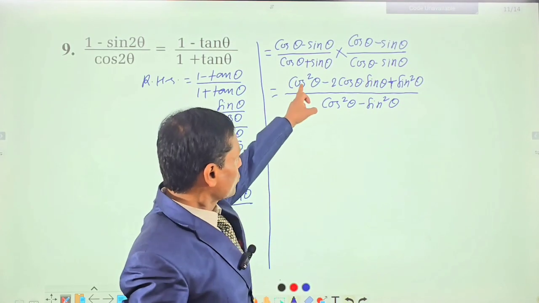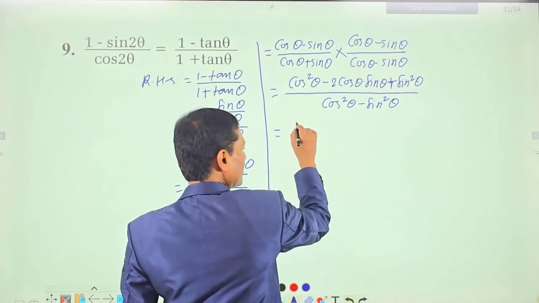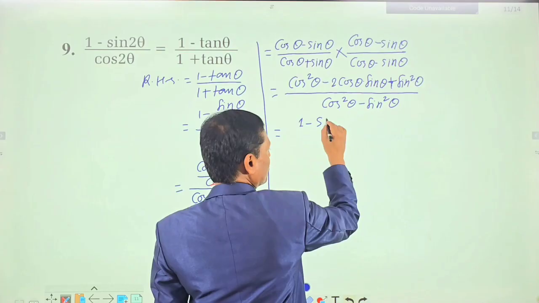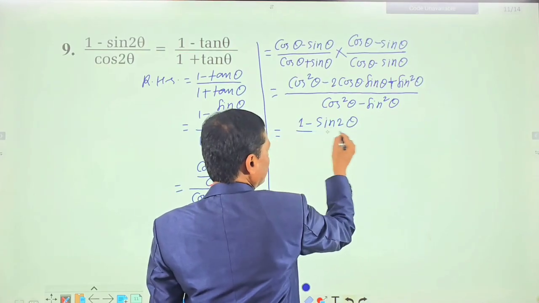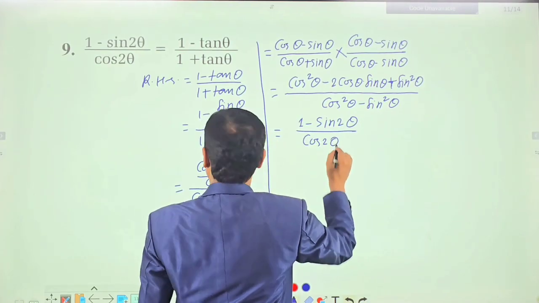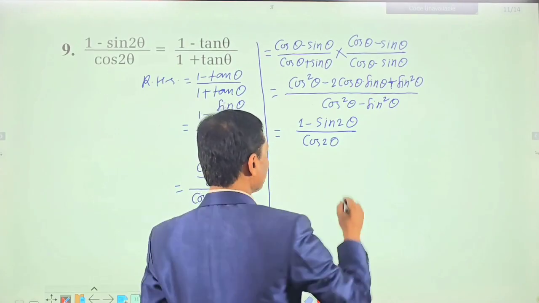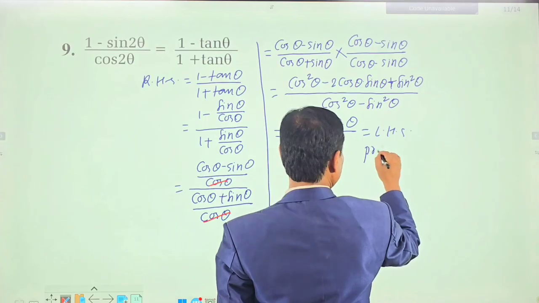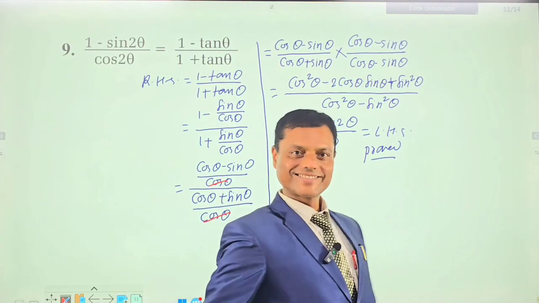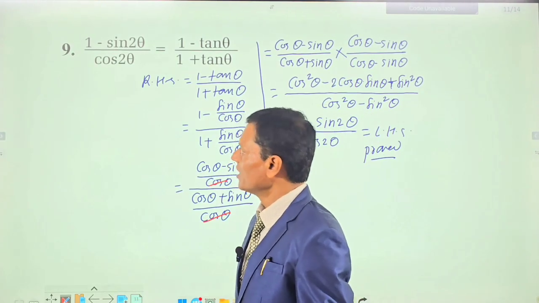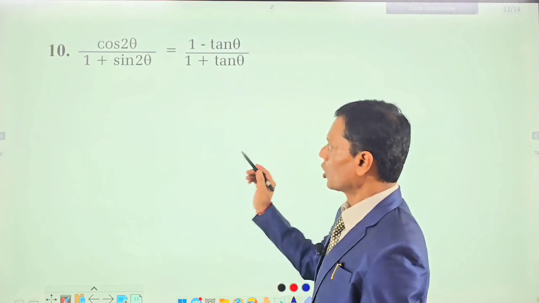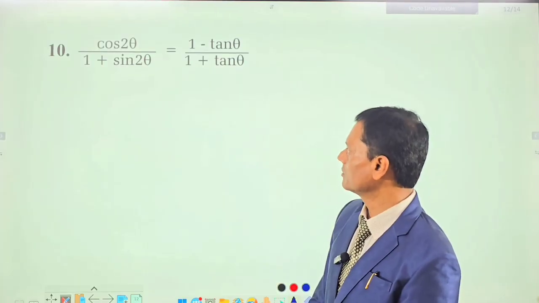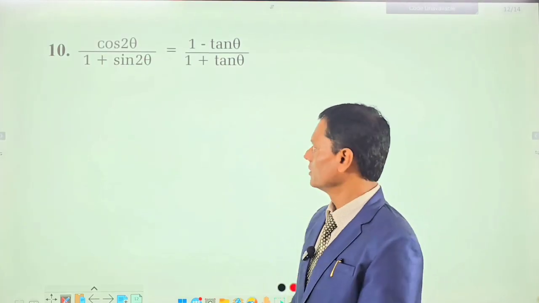Next step, cos square theta plus sin square theta is 1, and minus 2 cos theta dot sin theta means sin 2 theta, and here that is cos 2 theta, and that's our left hand side. So we can write here that's equal to left hand side, and we can write here root, isn't it? Next identity we have here: cos 2 theta over 1 plus sin 2 theta equals 1 minus tan theta by 1 plus tan theta.